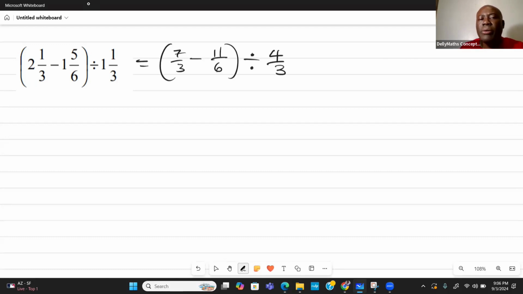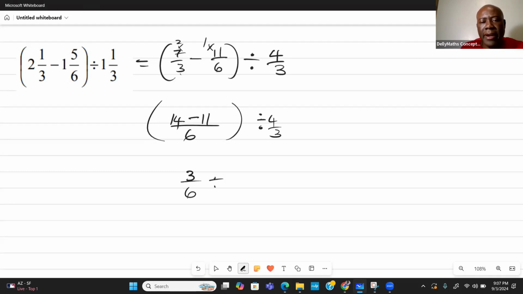All right. So within the bracket, what we actually have is two different denominators. We're going to use the LCM, which is 6. 3 into the 6 is going to go 2 times. So 2 times 7, this is giving me 14 here. 6 into itself is 1 time. So 1 times 11 is 11. We're subtracting, right? So we could write back this. So what comes from this is actually 3 over 6, right? And we're dividing this by 4/3.